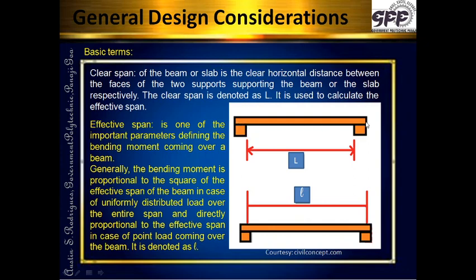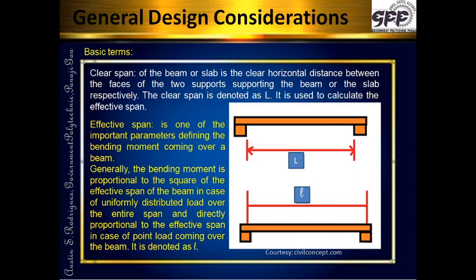Now there is a beam over here or a slab, whatever as the case may be. This is its support on the left hand side, this is its support on the right hand side. Now the clear span is the distance from one support to the other support, the horizontal straight distance between one support to the other support. Now that's the clear span.